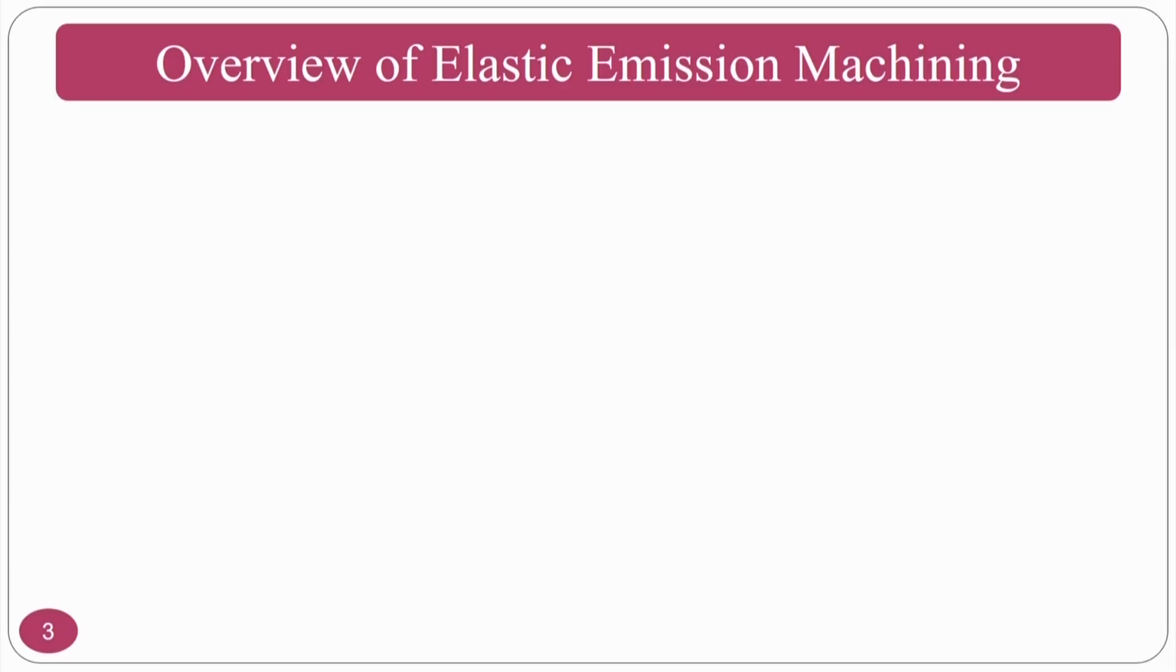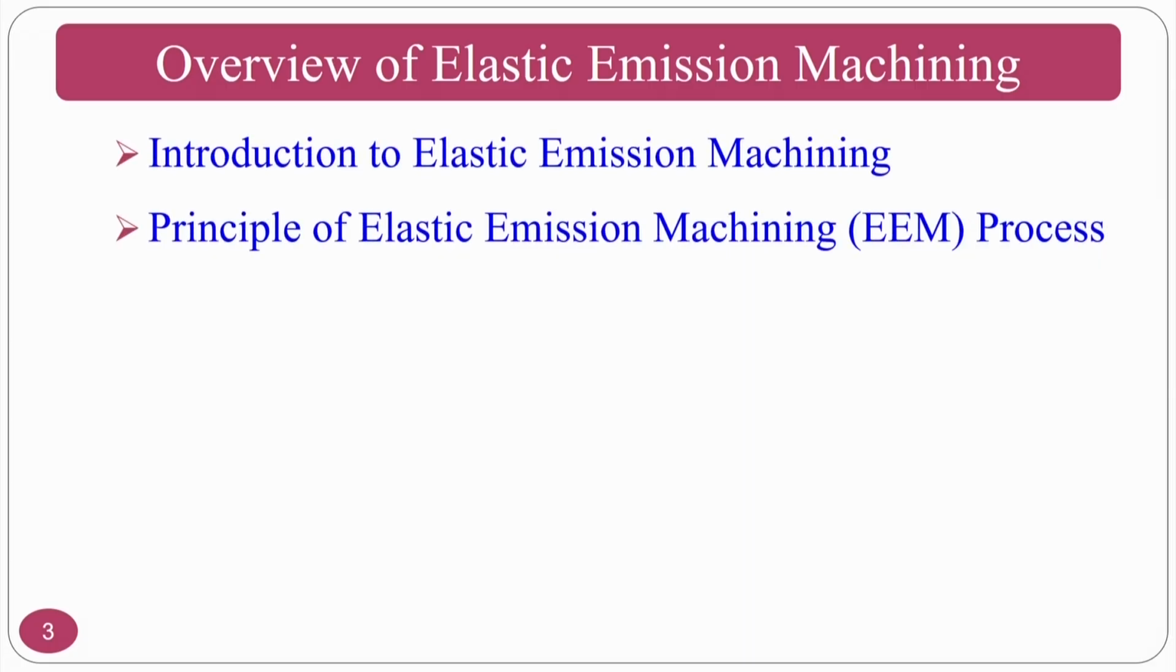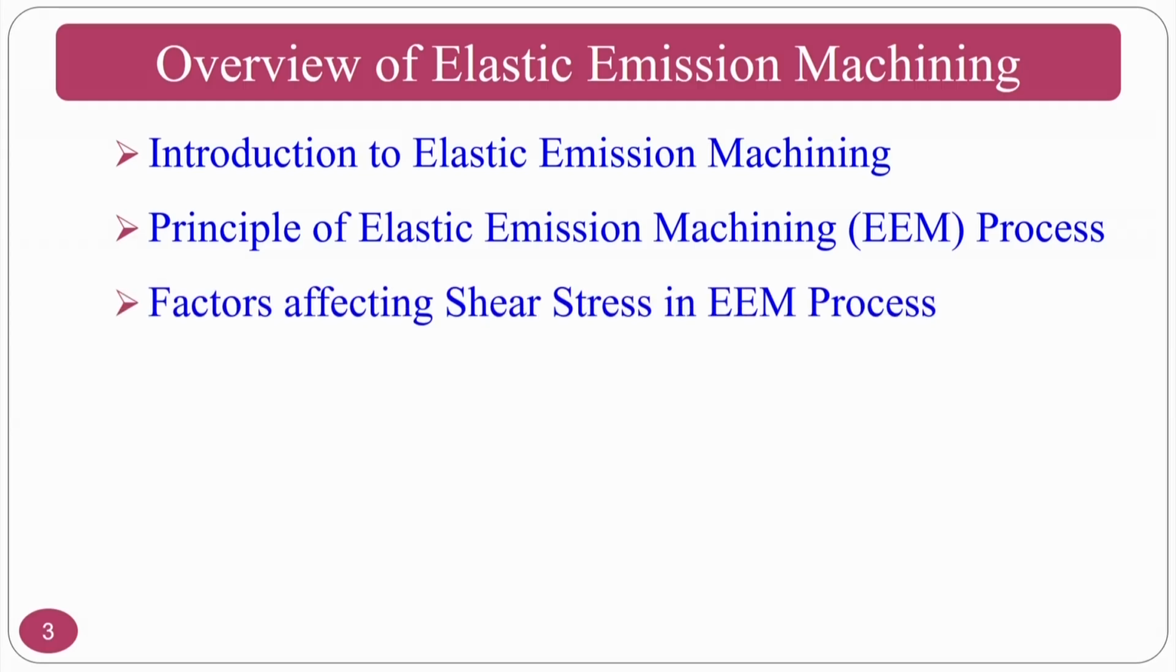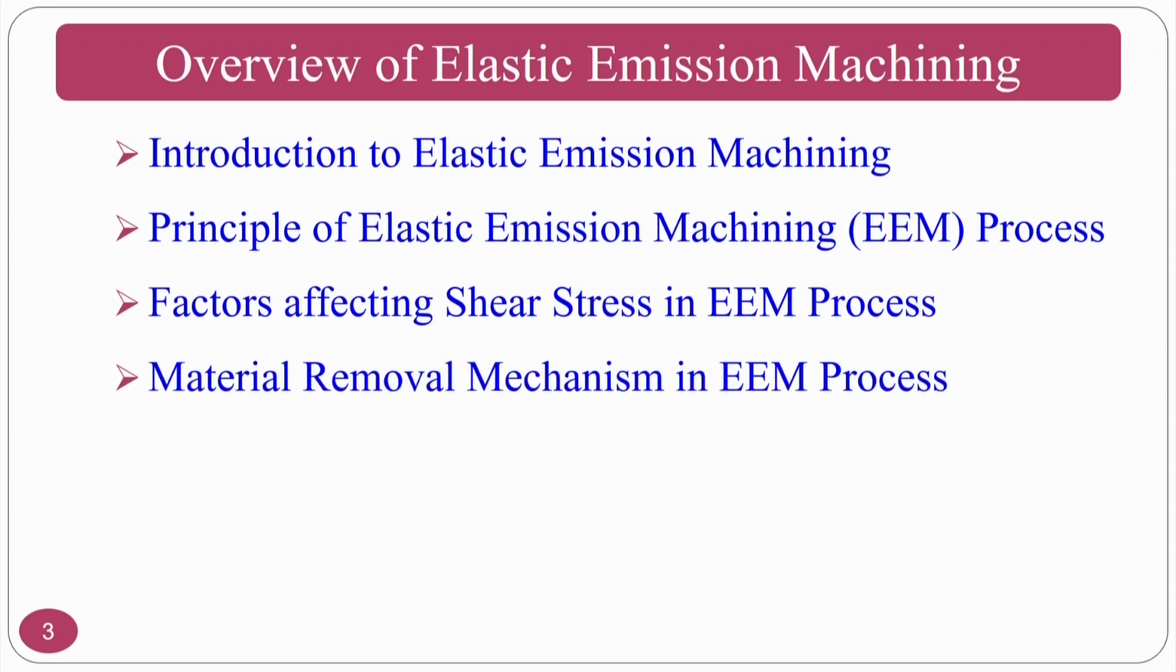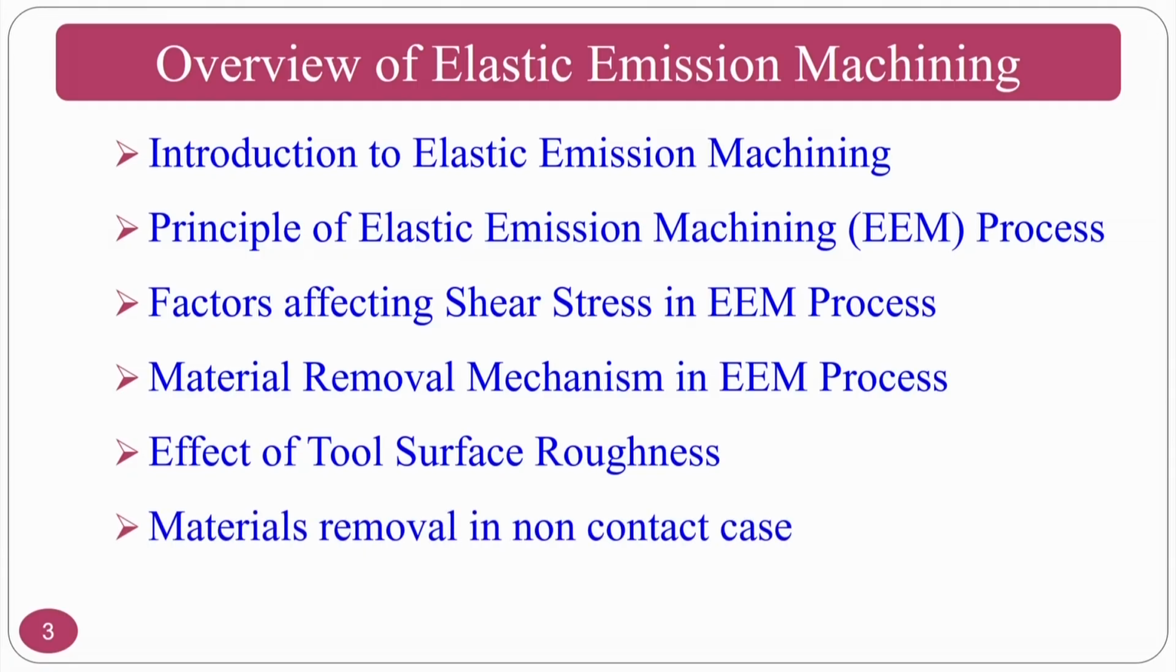So, for an overview of the elastic emission machining process, we will see the introduction, the principle of elastic emission machining, how the material removal will occur, at the same time how the material removal mechanism takes place, factors affecting the shear stress in the elastic emission process, and the effect of tool surface roughness. If the surface roughness of the tool is too high, normally the roughness that you are going to achieve is also high.